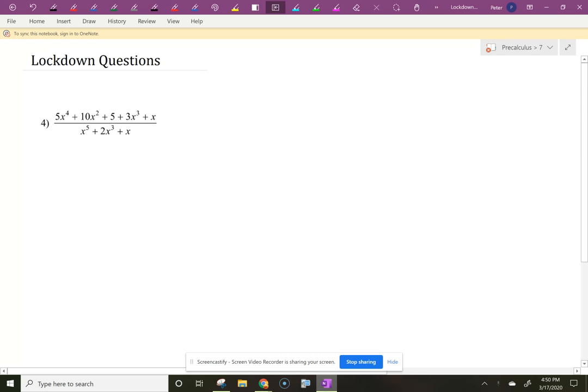Okay, hot off the press here. We got a question coming in on worksheet number 47, number 4. So, partial fraction decomposition. Now, what does this mean? This means we're going to make smaller fractions from a bigger one.